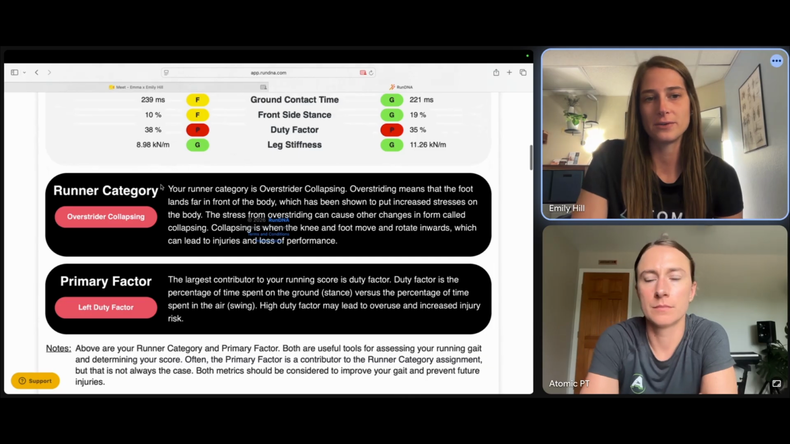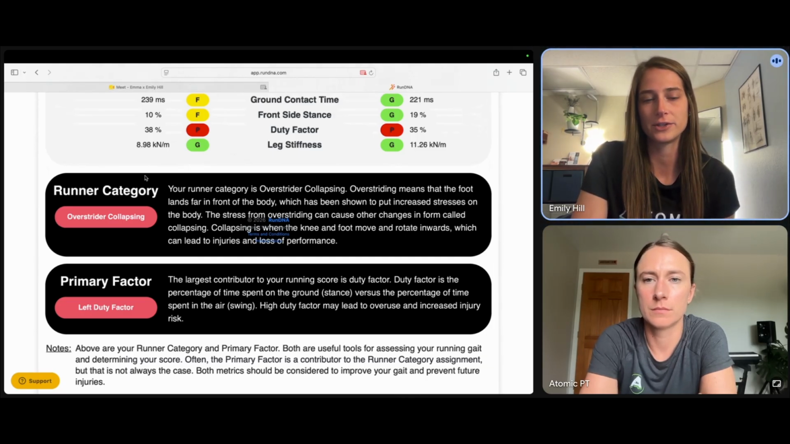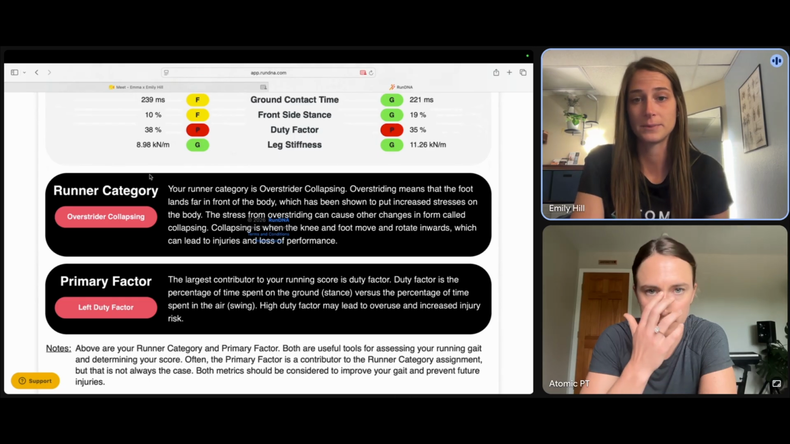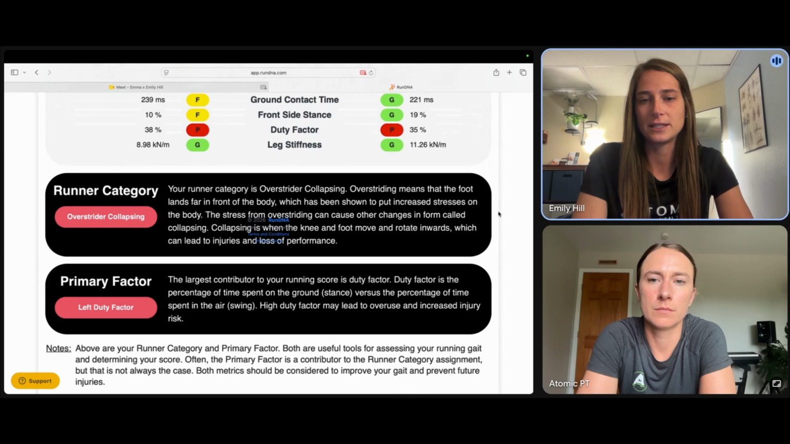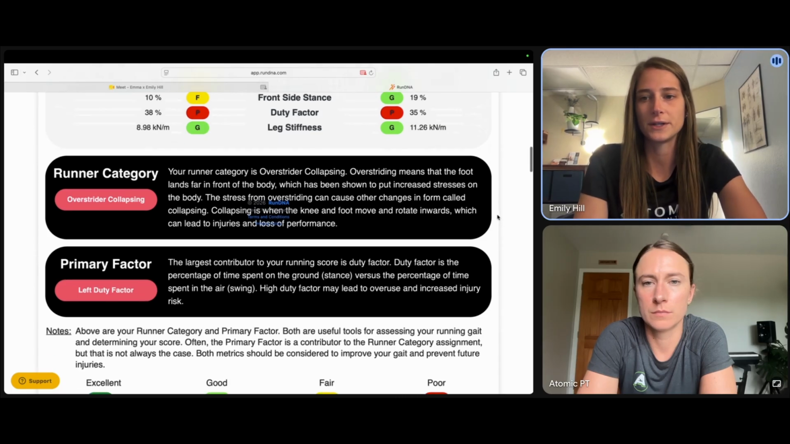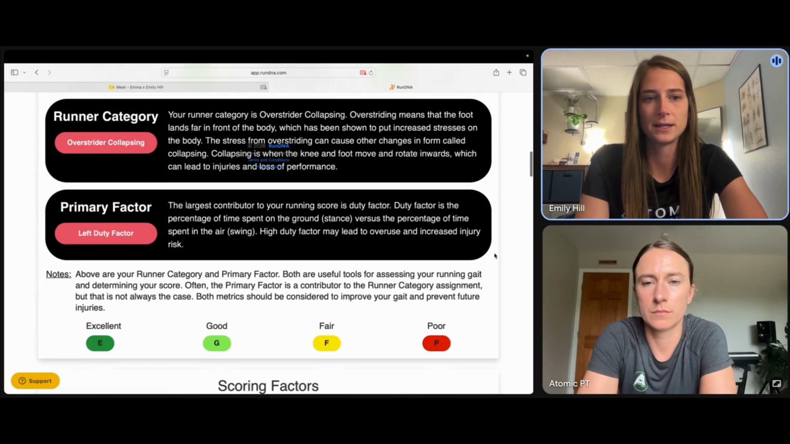If we look at running categories, based on her analysis, it's categorizing her as an Overstrider collapser. We can read a little bit about what this means. It basically means that she's overstriding a little bit. She's landing out in front of her center of mass a little too far, and then collapsing, which just means that her pelvis is dropping a bit whenever she's landing and standing on that leg. We'll look into that a little bit further as we go on.